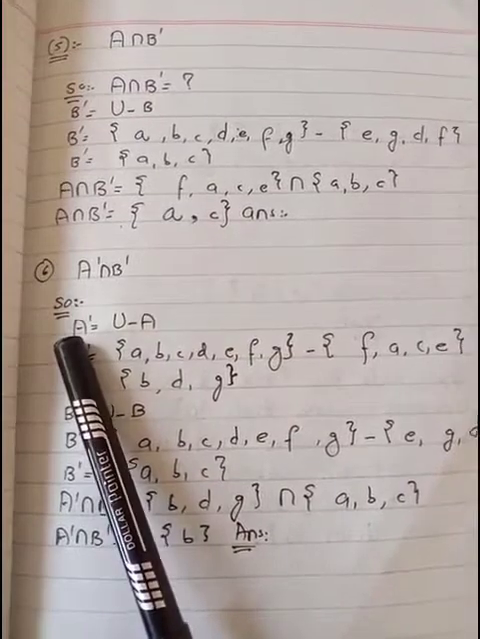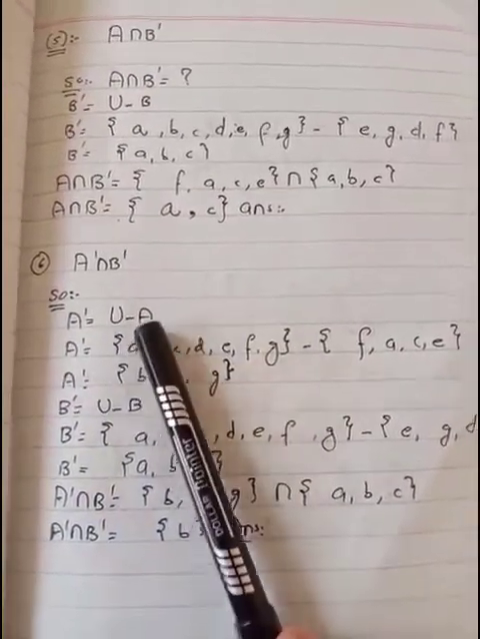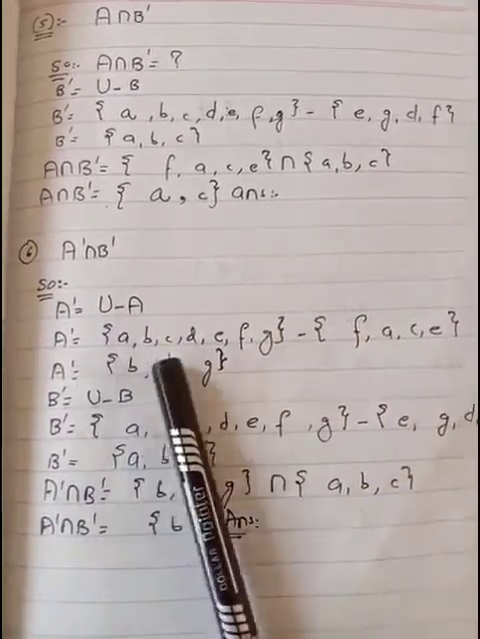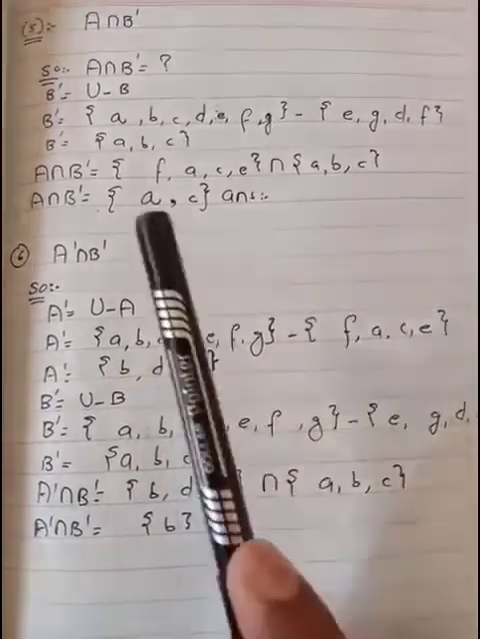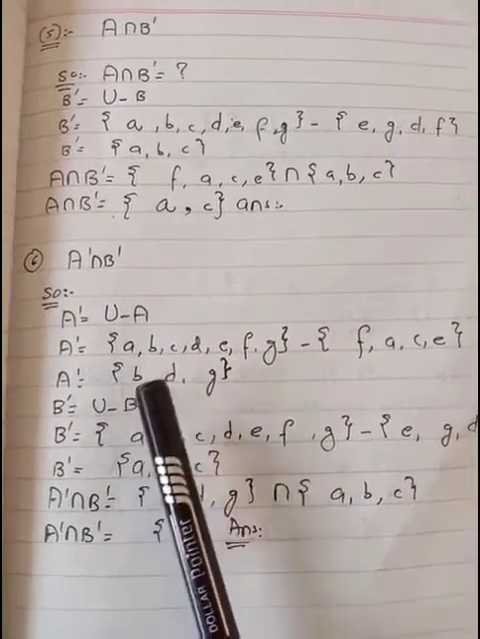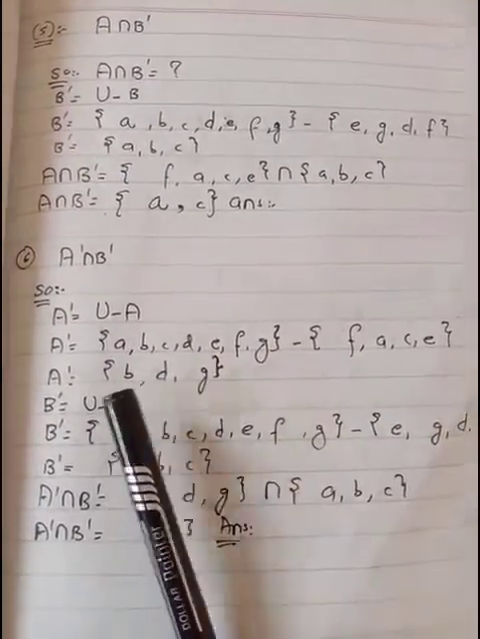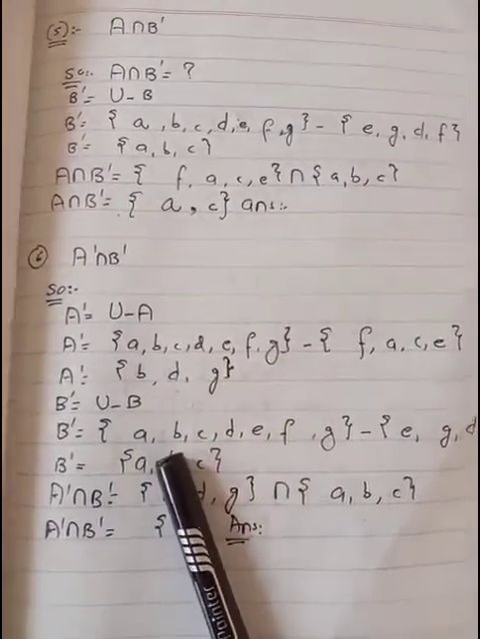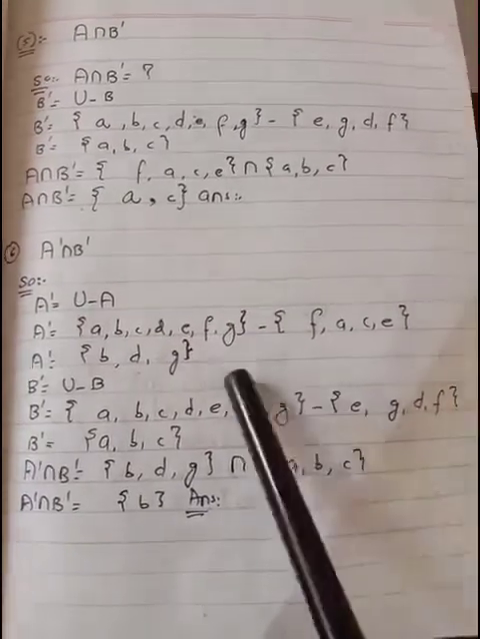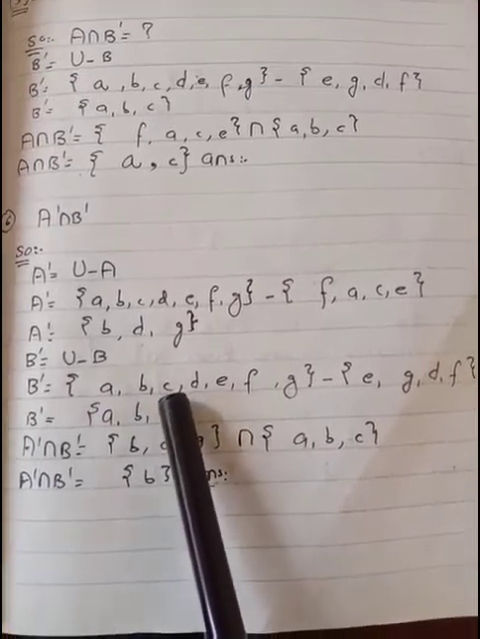First we will solve A complement, equal to U minus A. We will subtract A from U. We get the A complement, B, D, G. After that we solve B complement. B complement is U minus B, and we will subtract B from U. After subtracting B from U, we get B complement, that is A, B, C.